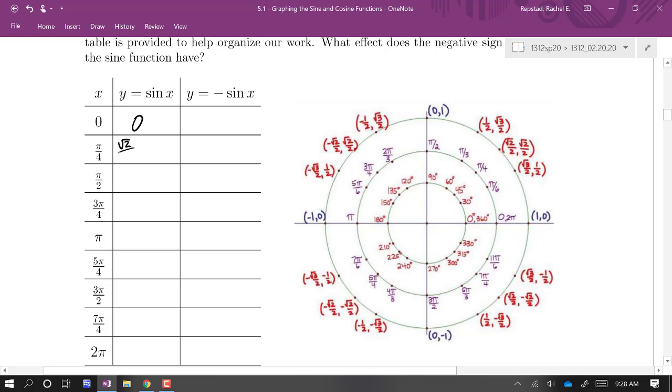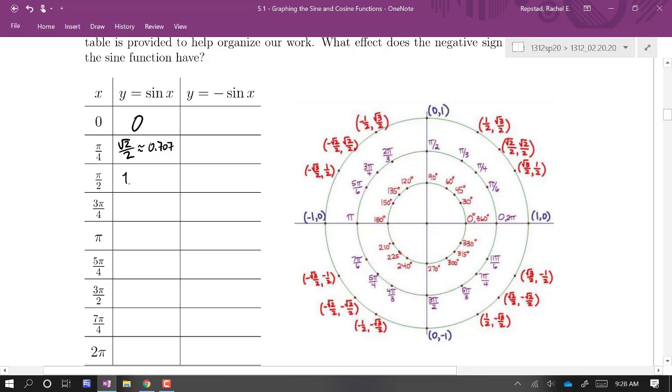And for the sake of plotting, it'll be kind of helpful to have approximations. This is about 0.707. Root 2 is 1.414, so I get that. At pi over 2? 1, that's the top of the circle.